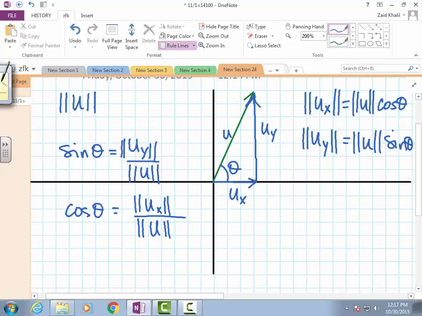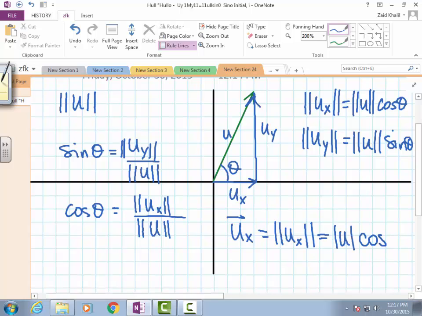Do I have the vectors? Yes or no? The answer is no, because what do I need to do? I need to give it direction. So ux, the vector, is equal to the magnitude of ux. What's that equal to? That's equal to the magnitude of u cosine theta. And similarly, uy.